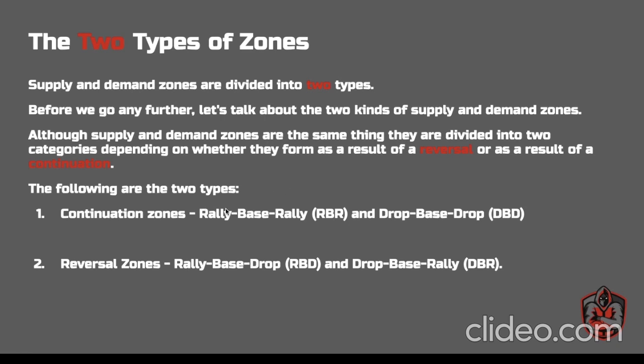Now don't worry, I'll be going through live examples of these. And number 2, the second type, reversal zones. Rally-based drop and drop-based rallies. Okay, now essentially when I go through these examples, you guys will already start to click on because these are literally examples of order blocks. These will be examples of continuation supply and demand zones.